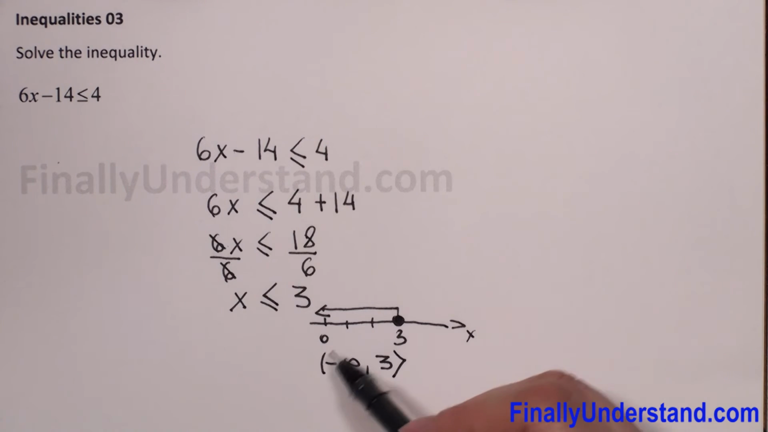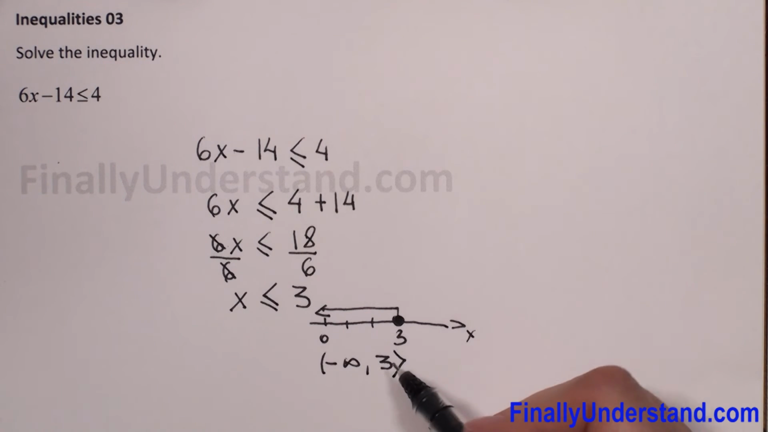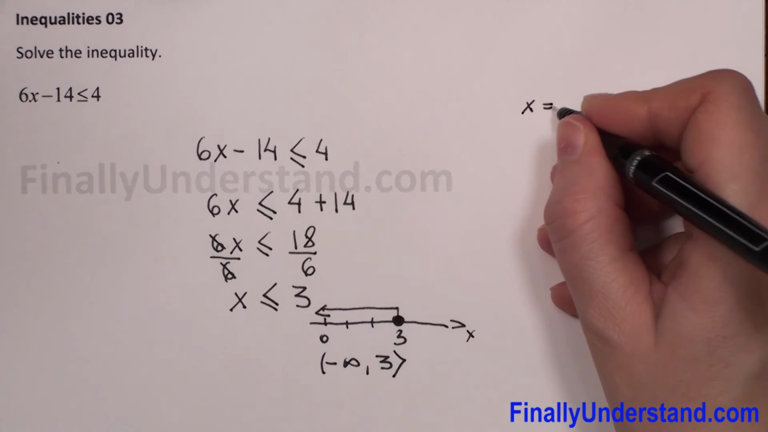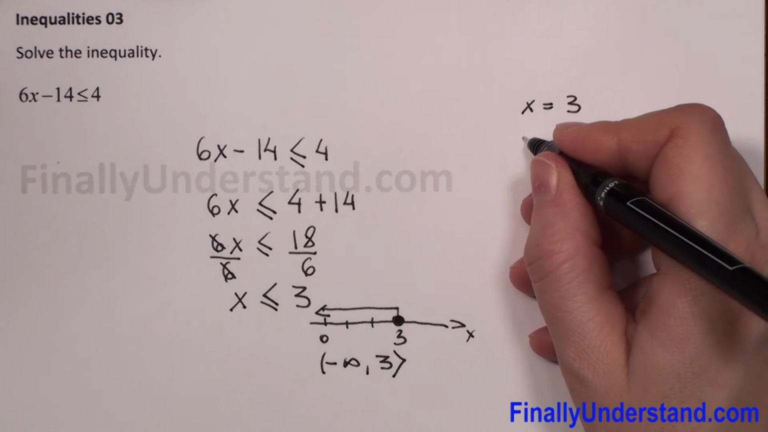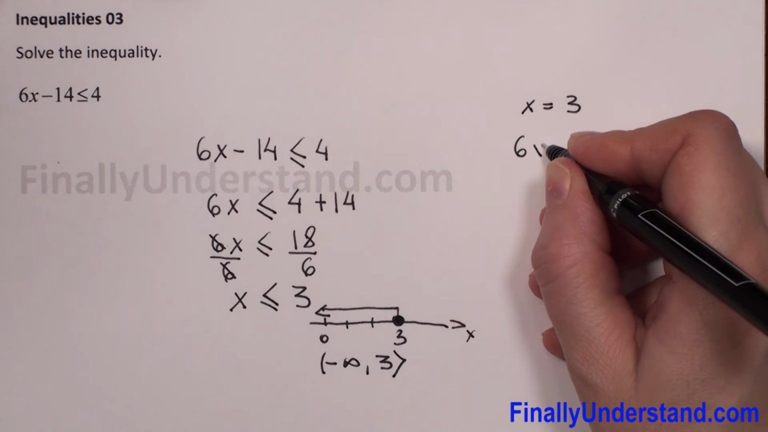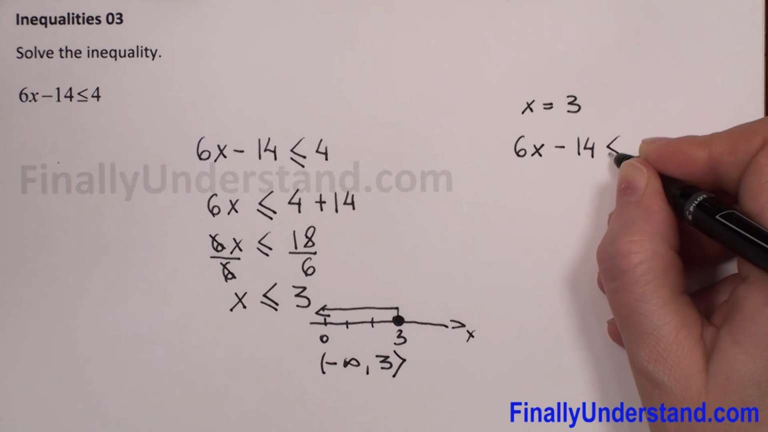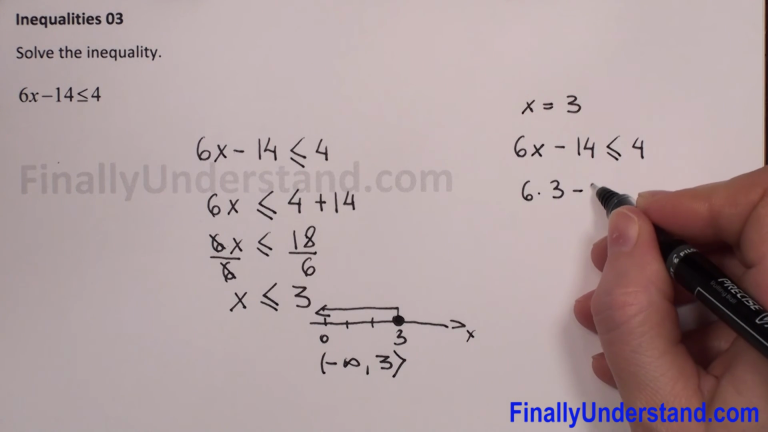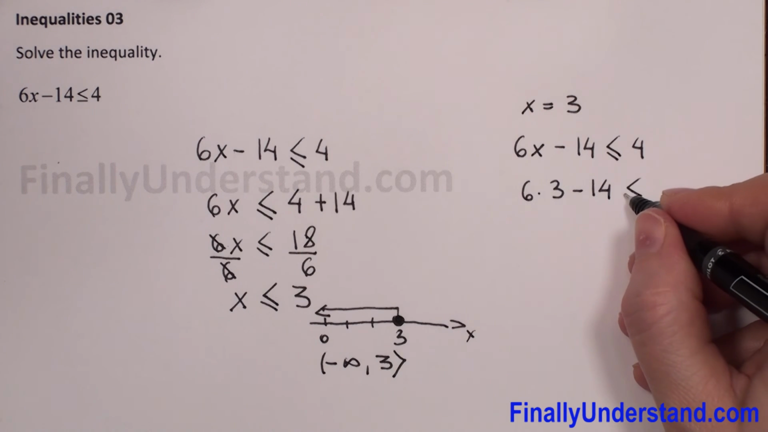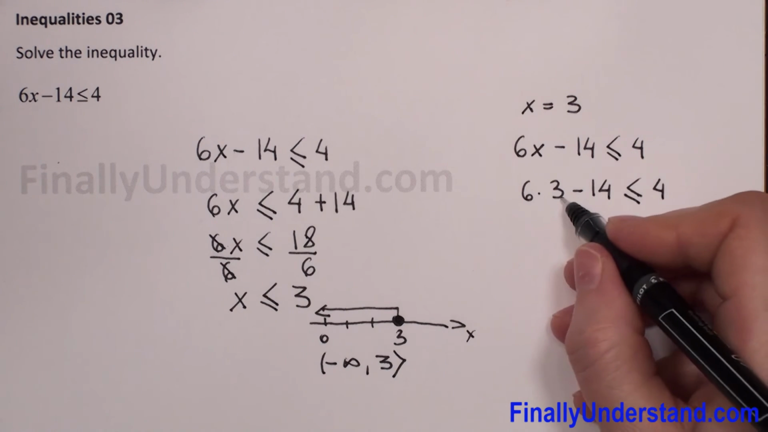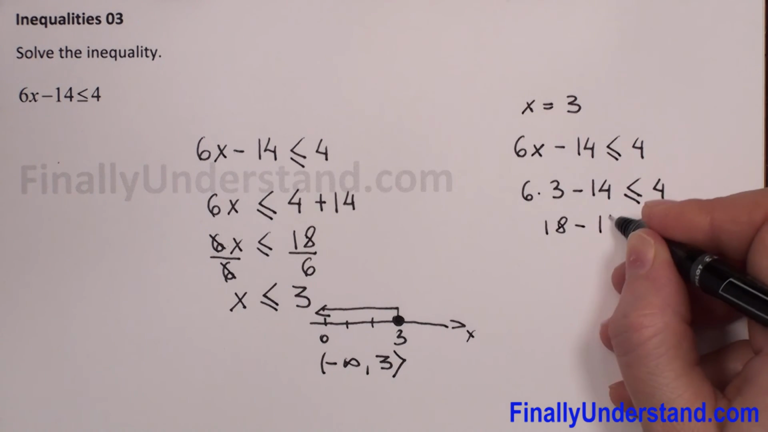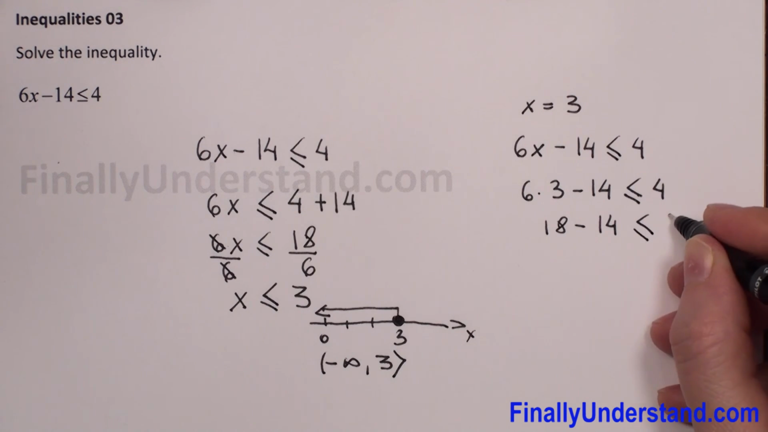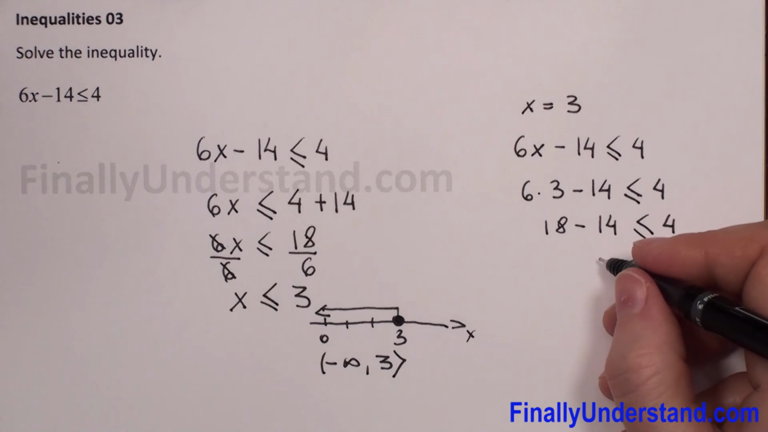This is our solution. When we want to check if everything is correct, I will have to choose one number from this interval. I can choose 3 because 3 is included. So for x equals 3, let me copy this inequality first: 6x minus 14 is less than or equal to 4. So 6 times 3 minus 14 is less than or equal to 4. 6 times 3 is 18, minus 14 is less than or equal to 4. 18 minus 14 is 4.